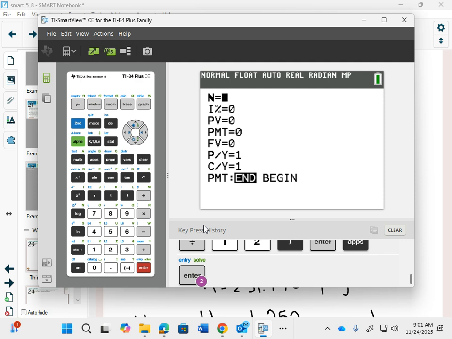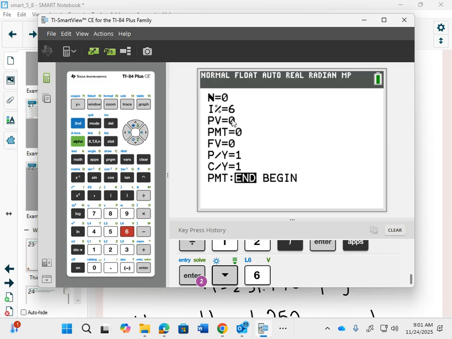It has a bunch of things to plug in. N is the number of payments. In our question, we didn't know the answer to that. I is the interest rate. So in our question, the interest rate was 6%. At present, you start off with $0 in your account. And then you're going to be putting money into the account.